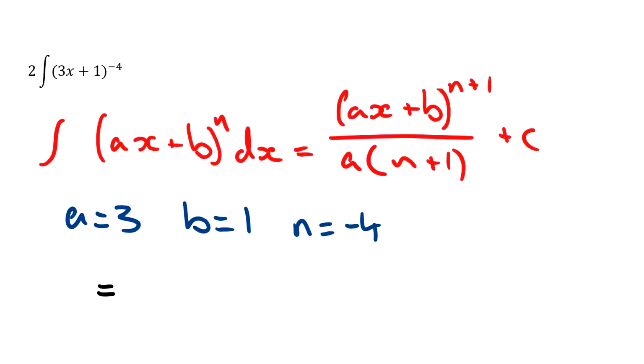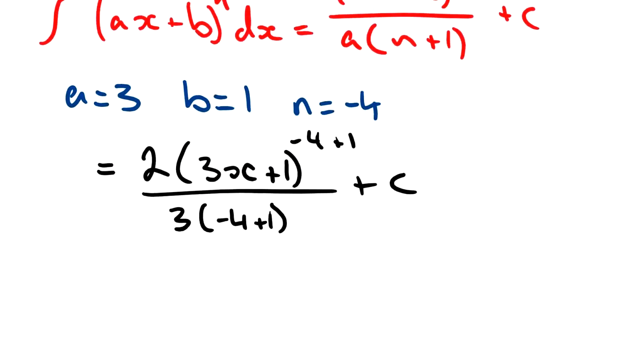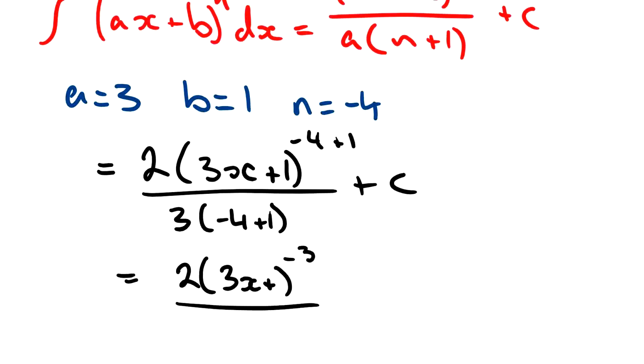So the 2 out the front is just going to be a constant, so we can just add that out the front here, and we get (3x plus 1) to the power of -4 plus 1, all over 3 bracket -4 plus 1, plus c. So if we simplify this down, we end up with the 2 remaining, so 2 bracket (3x plus 1) to the power of -4 plus 1, which was -3, all over 3 times -3, -9, plus c.